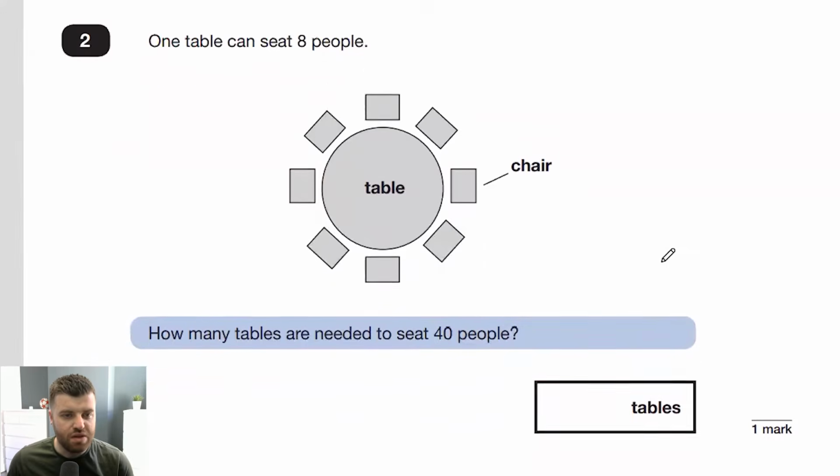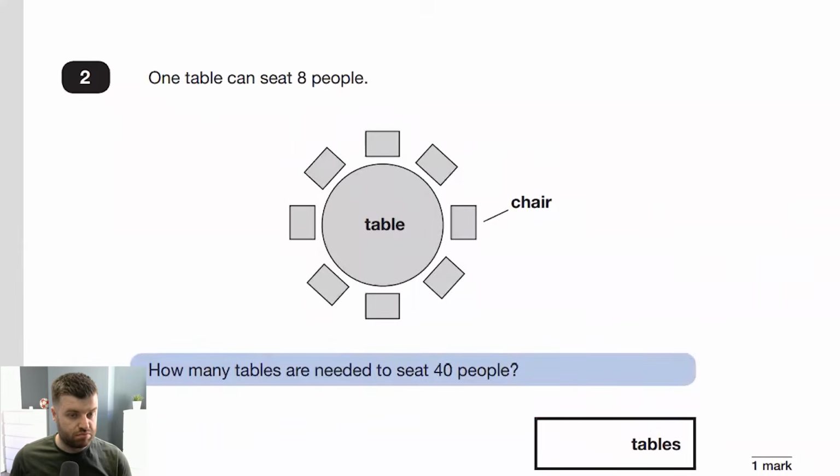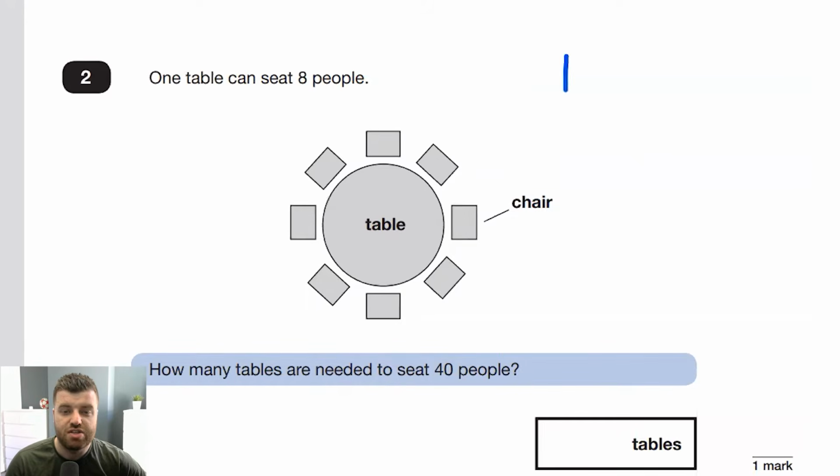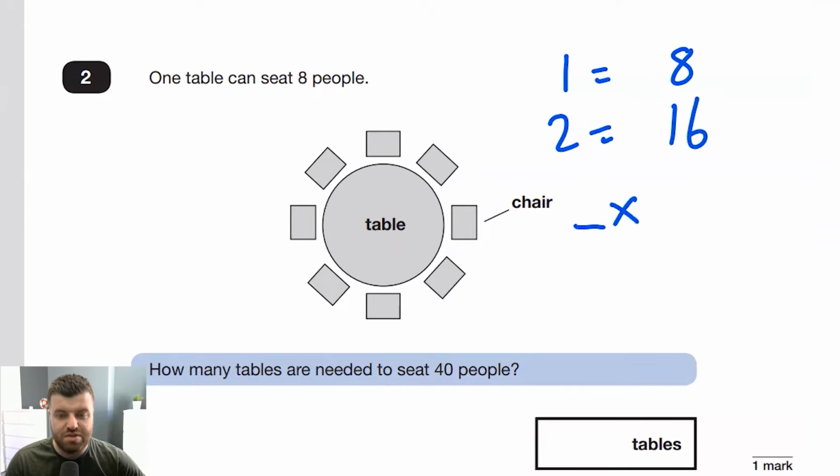Let's take a look at question 2. One table can seat 8 people. There's the table and there's some chairs around it. There are 8 of them to help us visualize this question. How many tables are needed to seat 40 people? Well, this is just a times table question hidden inside of a word problem. So one table is 8, 2 tables are 16. So all you've got to do really is something multiplied by 8 equals 40. And if you know your times tables, it should be quite simple to put 5 as the answer.